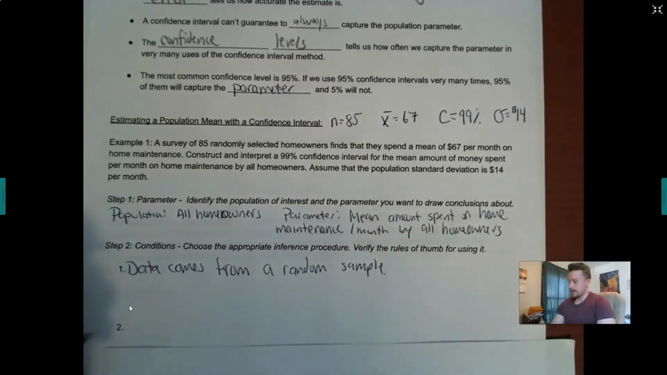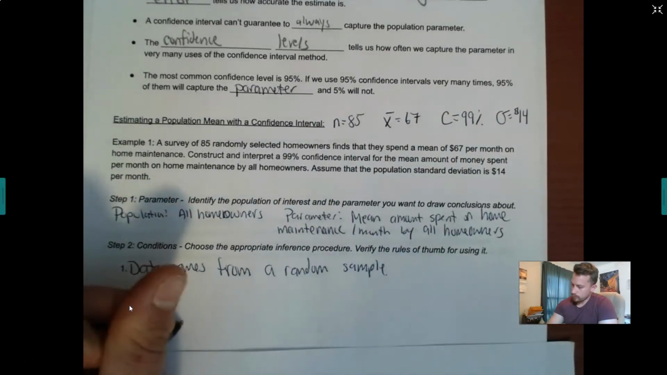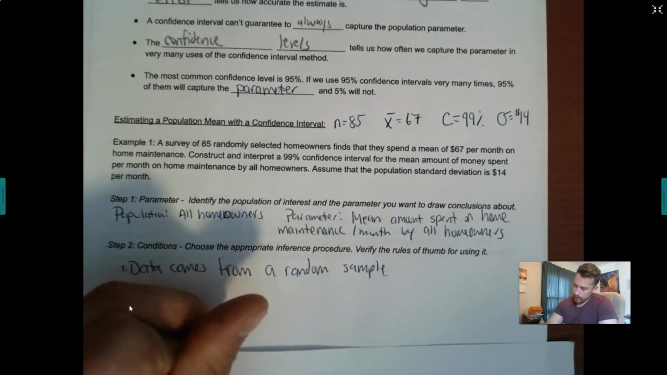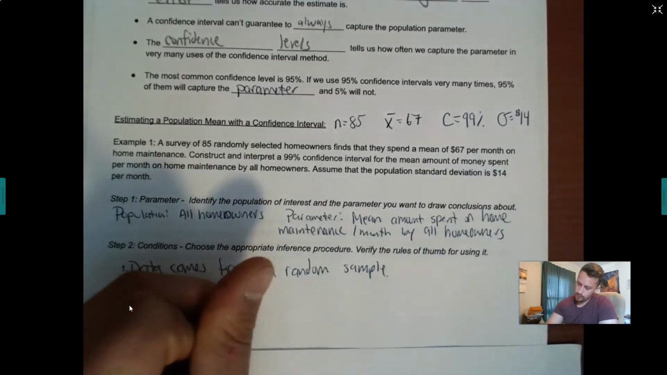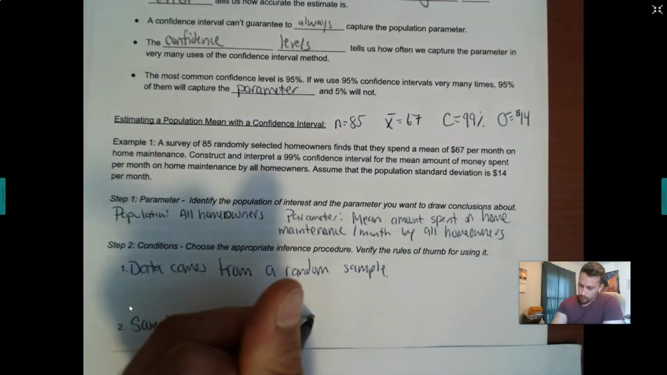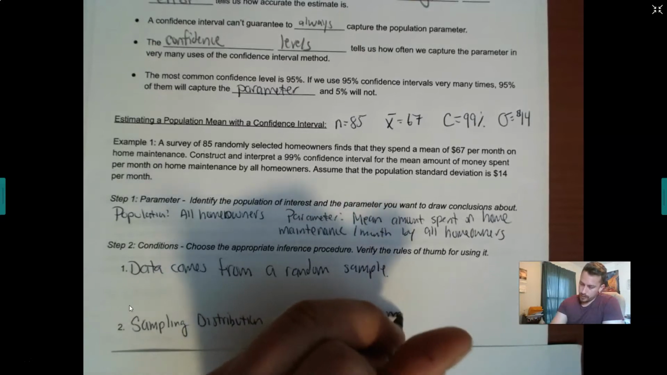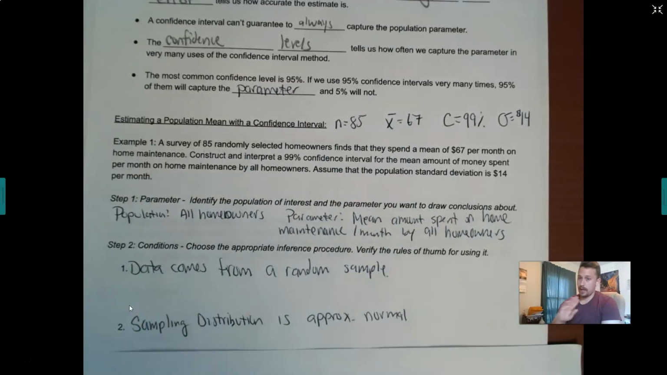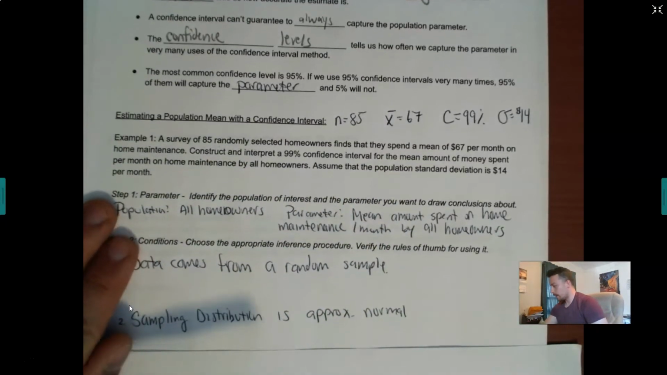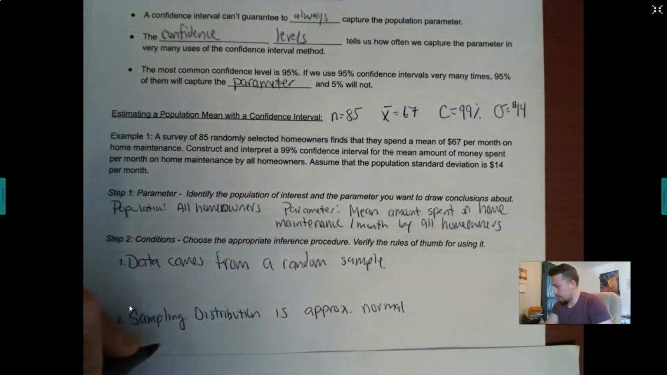The second is that the sampling distribution, as we talked about in chapter 9, is normal or approximately normal. And this is similar to the rule of thumb we had in last section. So remember, if the population is normal, then we're all set. But if it's not normal, we can use the central limit theorem.